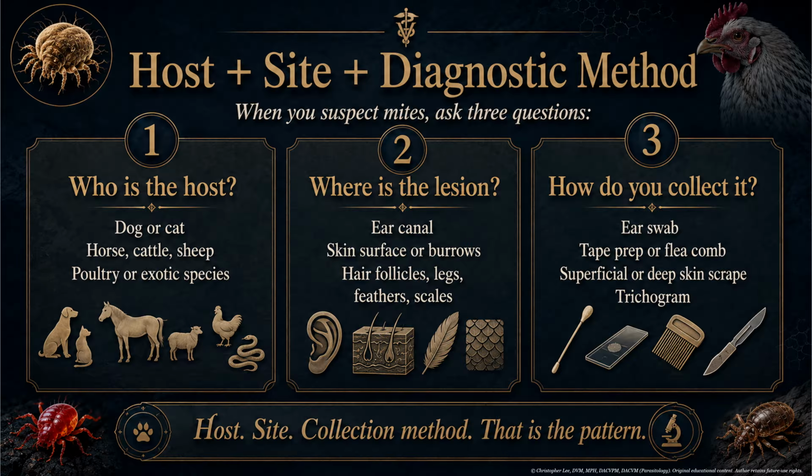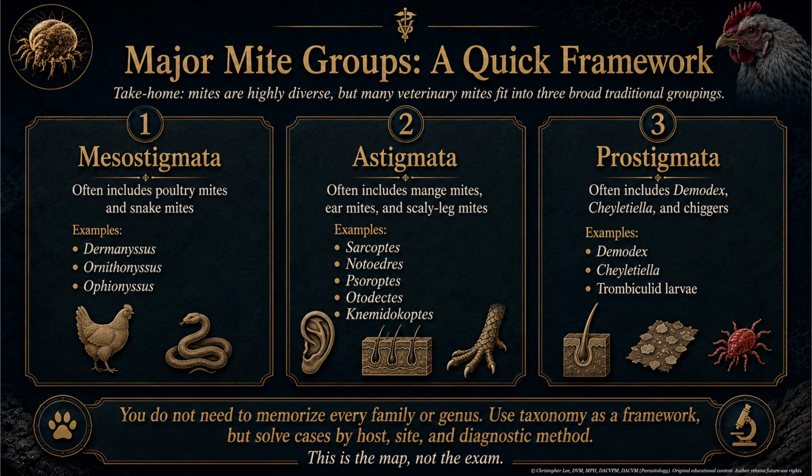Third, how do we collect it? Ear swab, tape prep, flea comb, superficial scrape, deep scrape, trichogram, or environmental sampling. The collection method is not an afterthought, it is part of the diagnosis. Before we enter the clinical list, here's the map. Don't turn this into a taxonomy panic attack. It's not as bad as it seems.